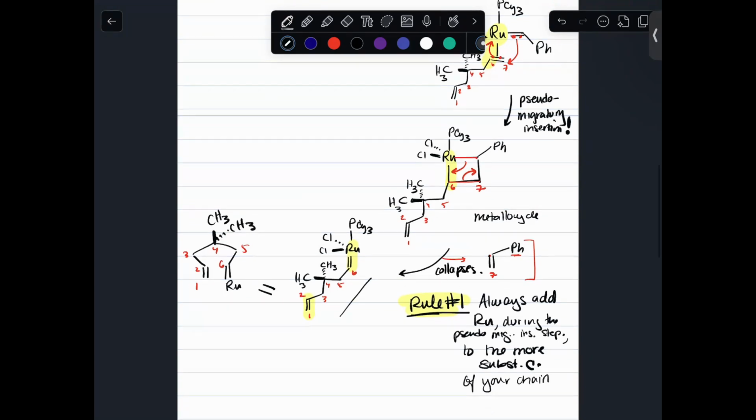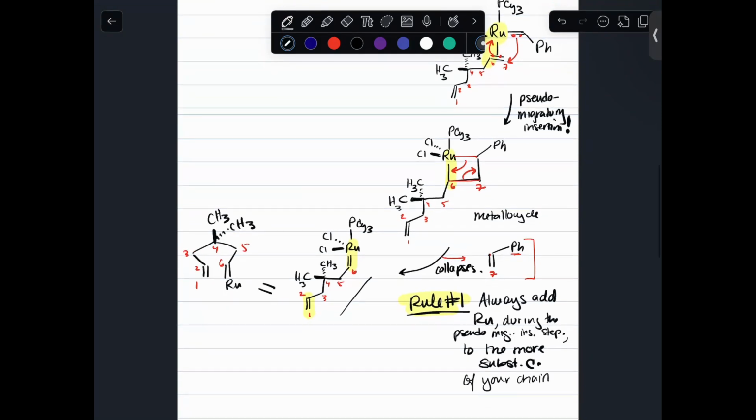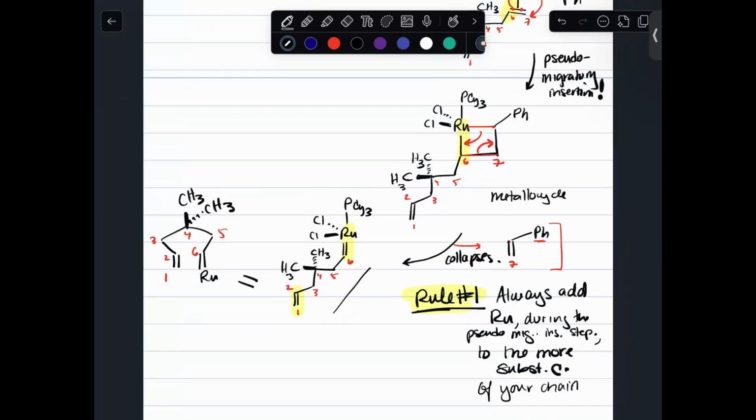Notice that nothing has changed. I still have my chain from 1 to 6. I still have my methyl groups at carbon 4. My ruthenium is still double bonded to carbon 6 in the form of a carbene. I'll add my substituents on here. The beauty of it is that now they're right next to each other. They're parallel to each other.